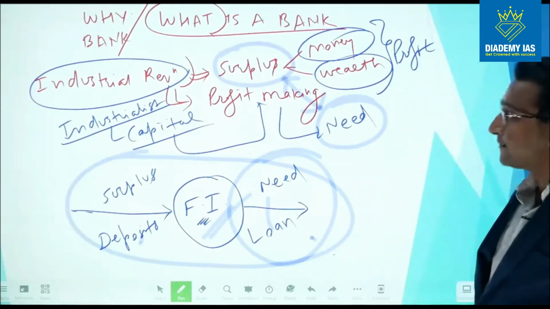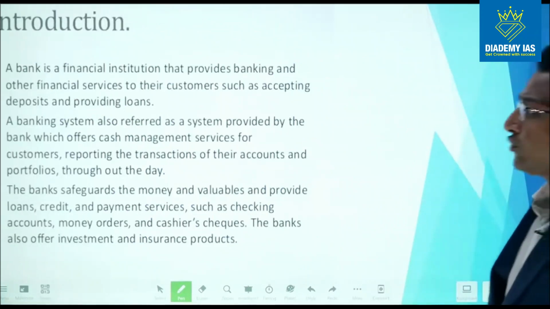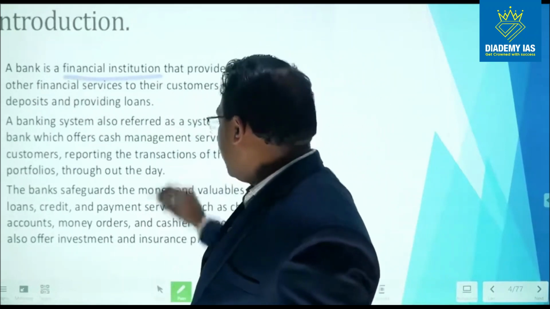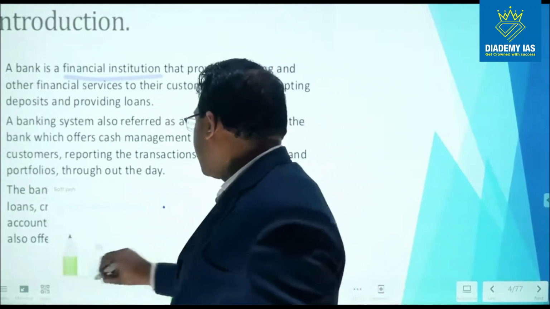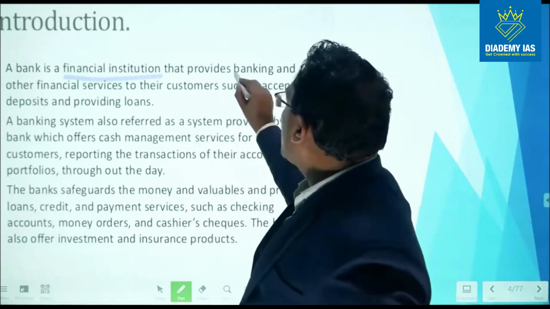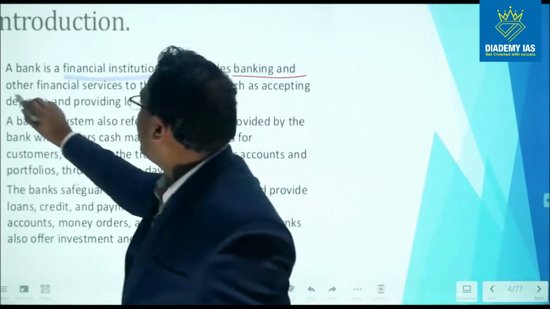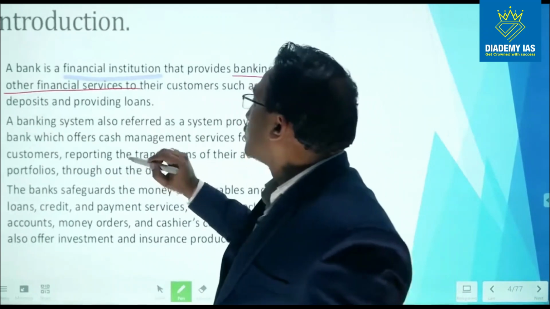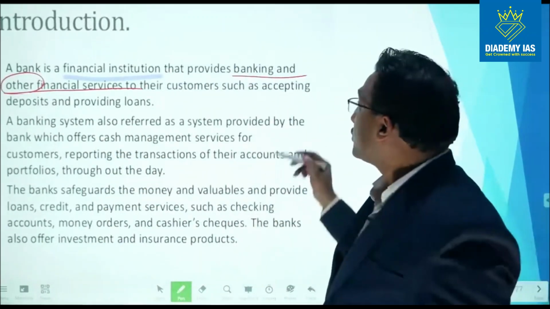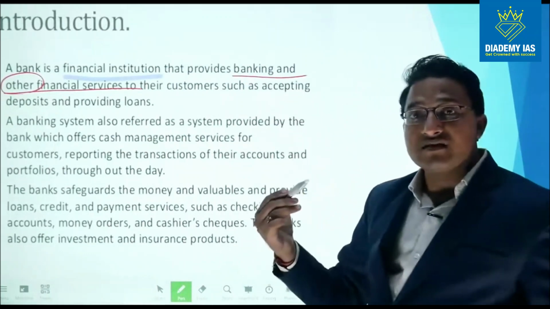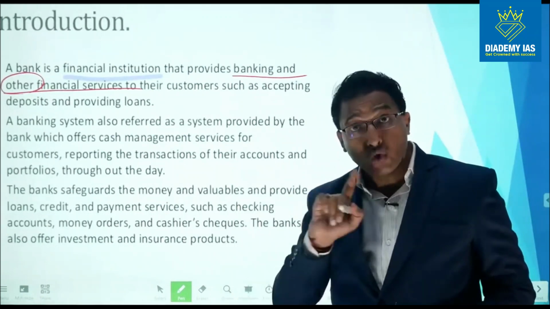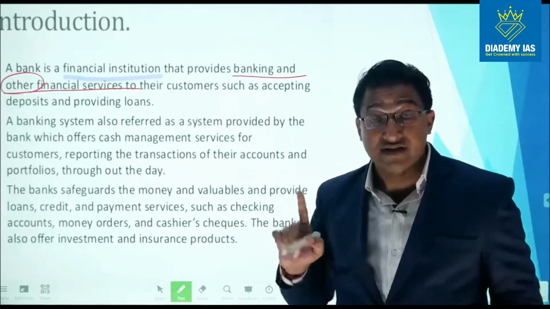So let us move ahead. So introduction: a bank is a financial institution. A bank is a financial institution that provides banking and other financial services. Now the bank has started providing non-banking services also, right? Non-banking services like insurance services, investment services. Those are not strictly banking services.